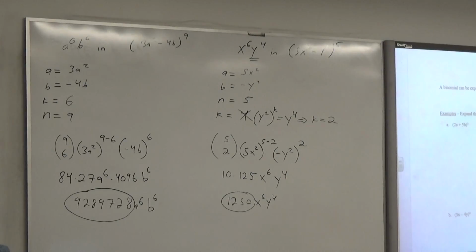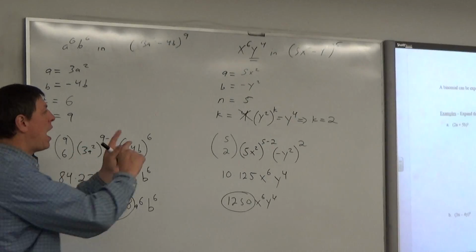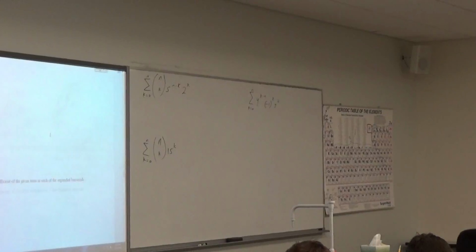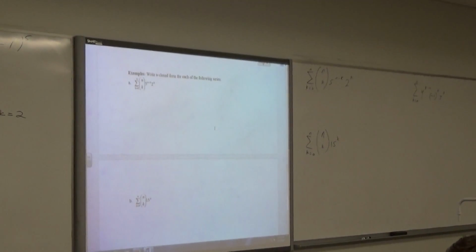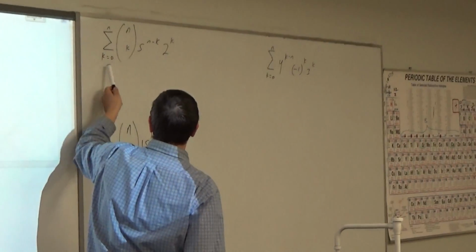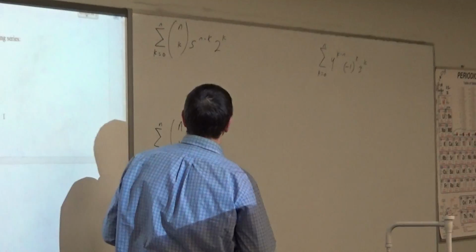Another type of problem that we haven't looked at yet is what happens if I give you the series and I want you to go to the closed form of the binomial. These aren't too difficult either. So I give you this series: sum from k equals 0 to n of n combination k, 5 to the n minus k, and then 2 to the k.